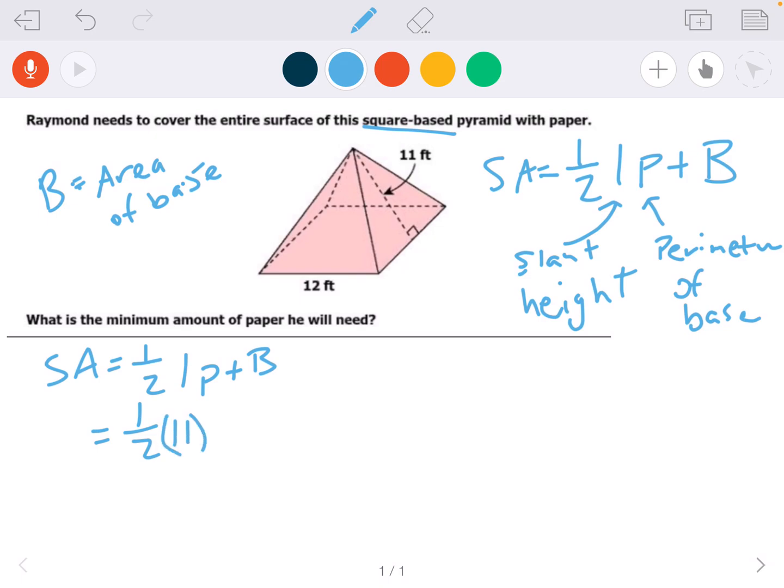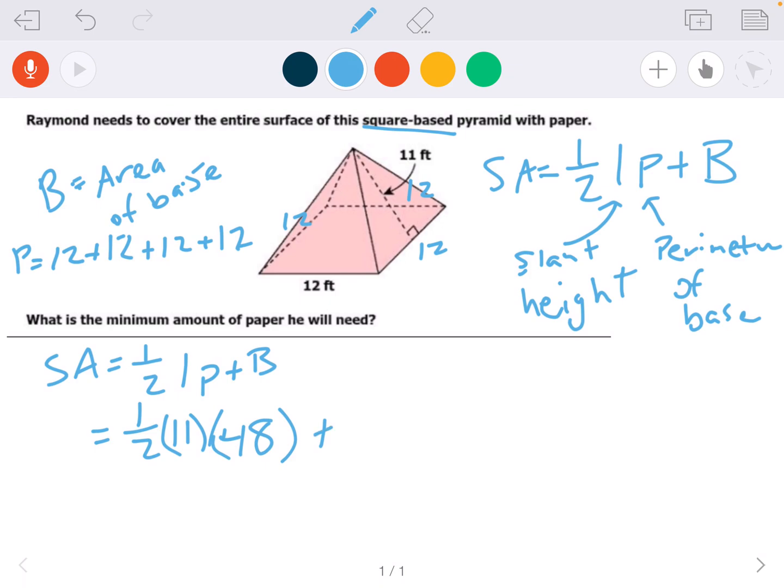Our perimeter of the base, so the perimeter is the outside of the base. We know it's a square, so we know that if one of the lengths is 12 feet, all of the others are also going to be 12 feet. So my perimeter is 12 plus 12 plus 12 plus 12, 4 times. Whoops. Not 24, 12. I started to think about 12 plus 12 in my mind. So the perimeter of the base is 12 plus 12 plus 12 plus 12, which is 48.